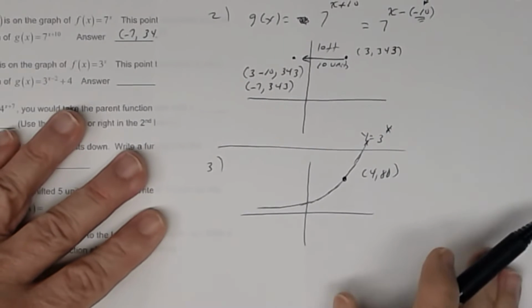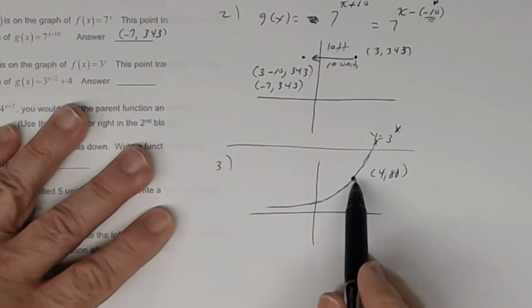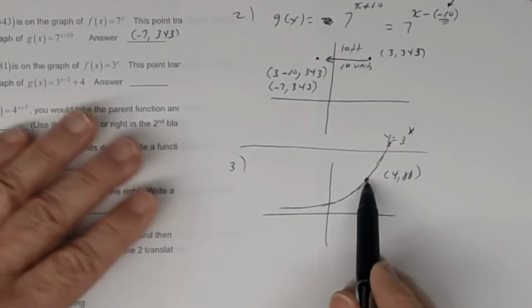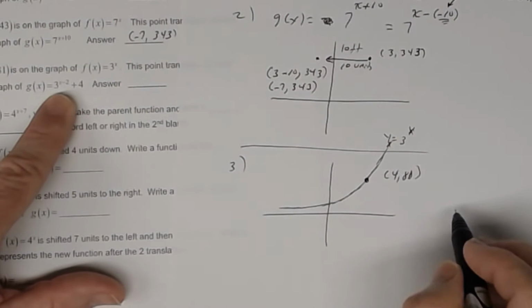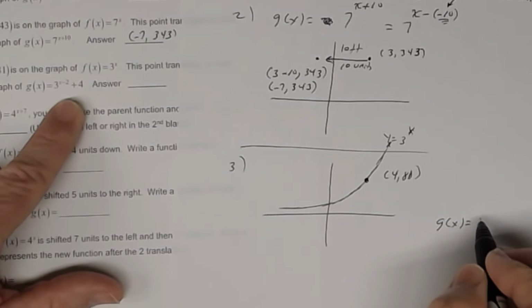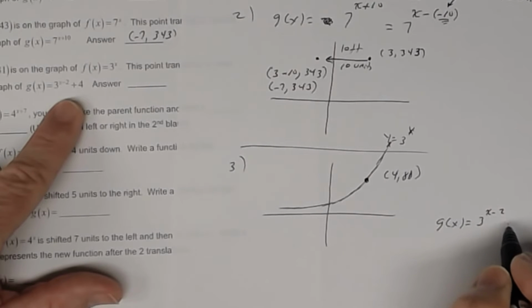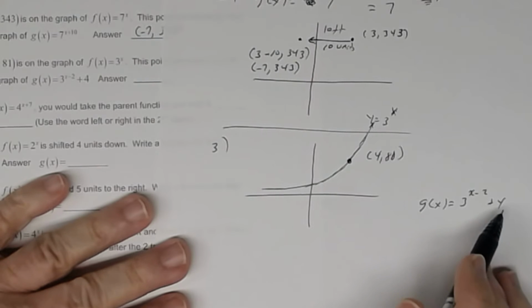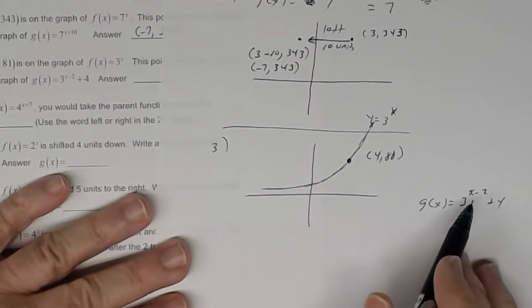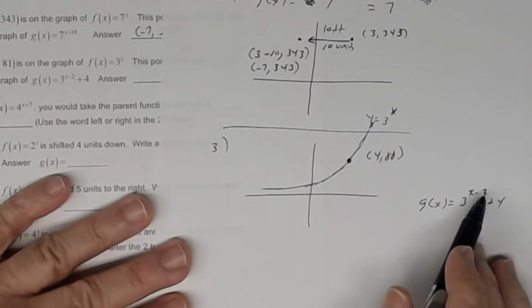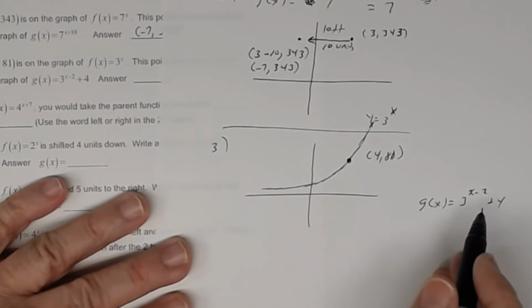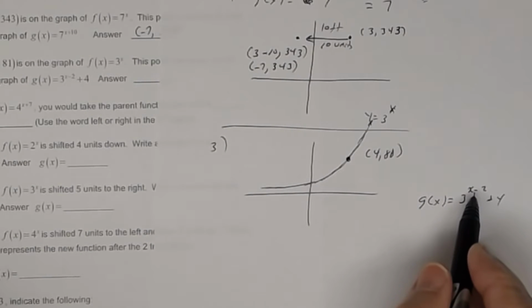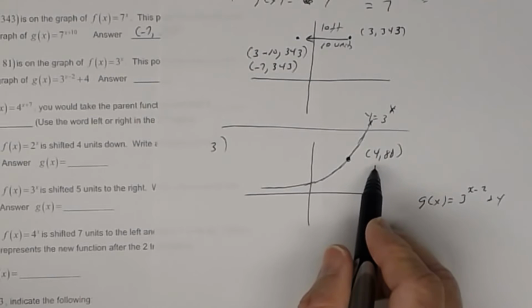Now, what I want to know is, when we use translations, this point becomes what point on g of x, which equals 3 to the x minus 2 plus 4? Always do a vertical translation last, so let's do the horizontal first. This x minus 2, this horizontal translation, tells me that I've got to shift the point to the right 2 units.